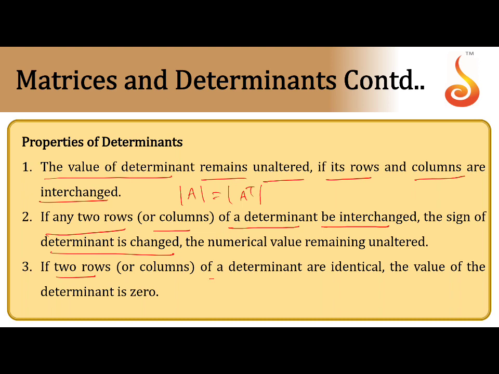If two rows of a determinant are identical, then the value of the determinant is 0. Without expanding, after looking at the determinant, if two columns or two rows are identical, the value of the determinant is 0. Directly you can write it without solving. For example, 1, 1, 1, 2, 3, 4, 1, 1, 1. This equals 0 because R1 equals R3. The third row and first row are equal, so the value of the determinant is 0. Without solving, you can get it. If you want to solve, you can solve it. You get the final answer 0.